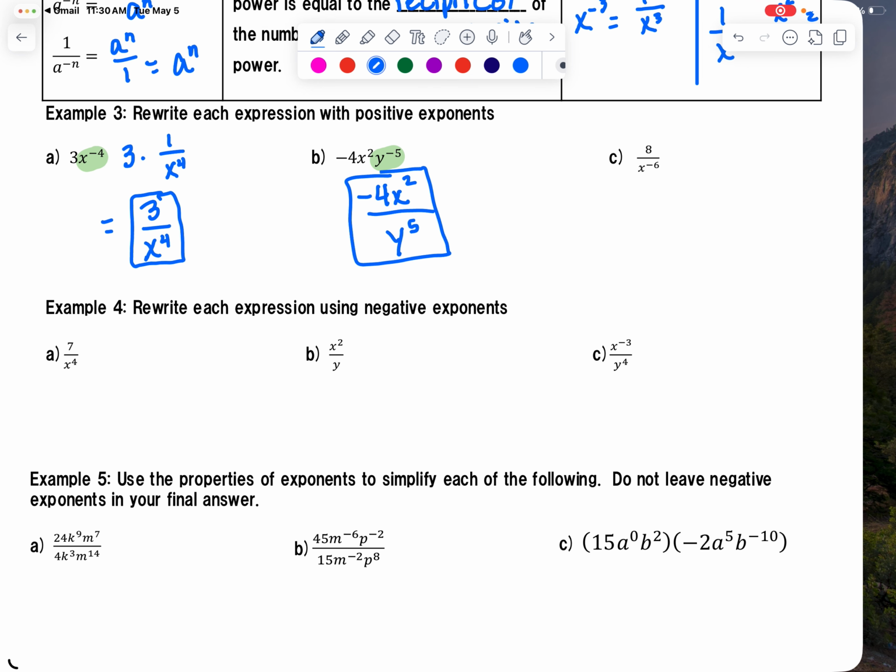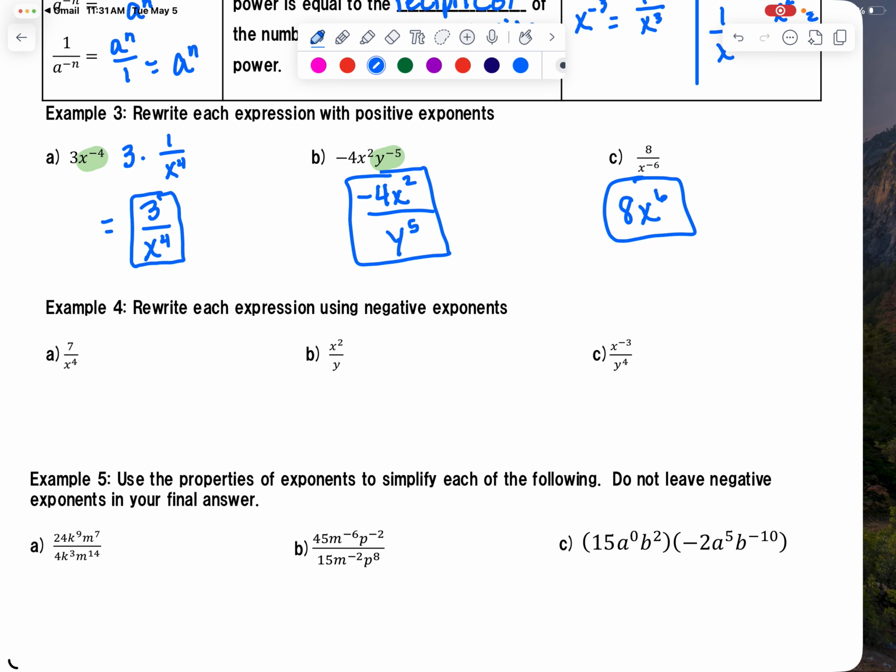Problem C, 8 over x to the negative 6. Now, if your negative exponent is in the denominator, then you simply move it to the numerator. So this would be 8 times x to the positive 6 power. All right. Now, in example 4, we're going to go the opposite way.